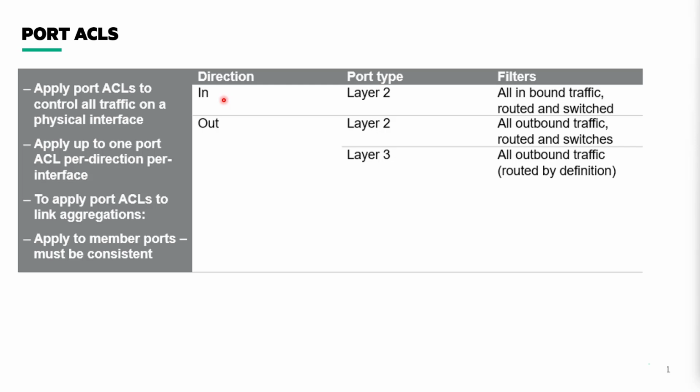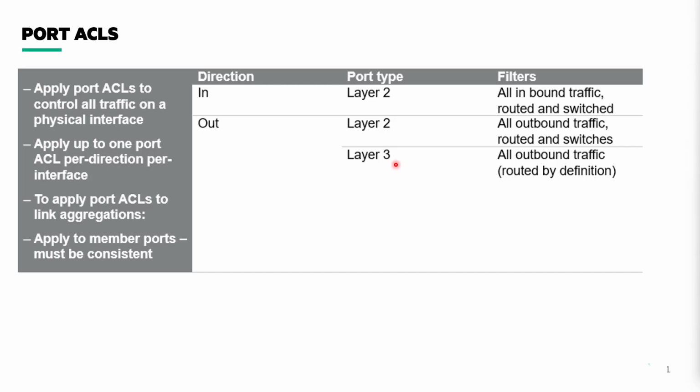So you can apply it on a layer 2. It will filter all inbound traffic routed and switched on that physical port. You can apply it outbound for both layer 2 and layer 3. So you can filter the switched or routed traffic at layer 2, and you can do the same for layer 3, which, of course, by definition is routed.